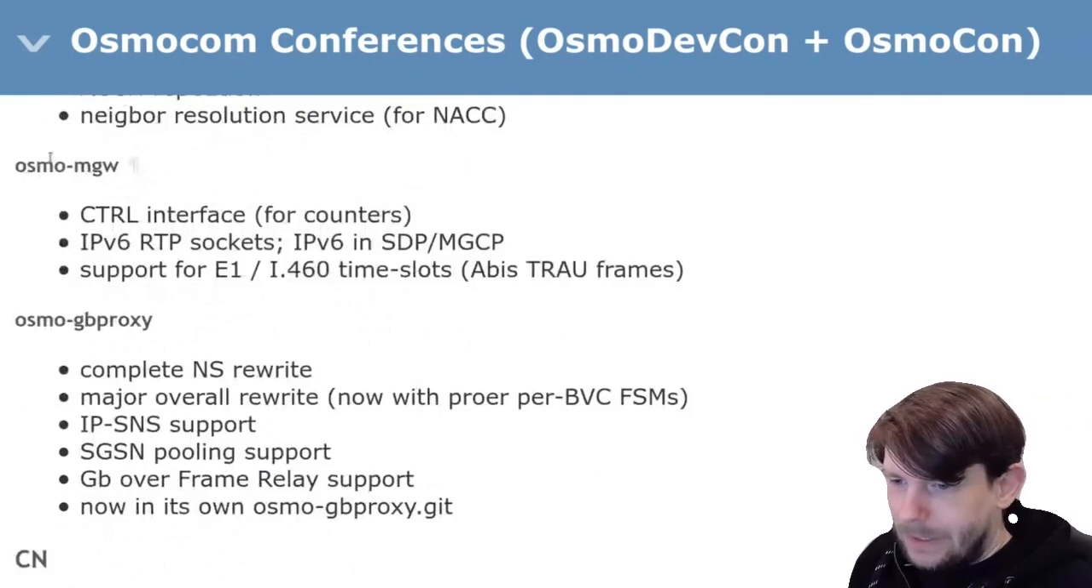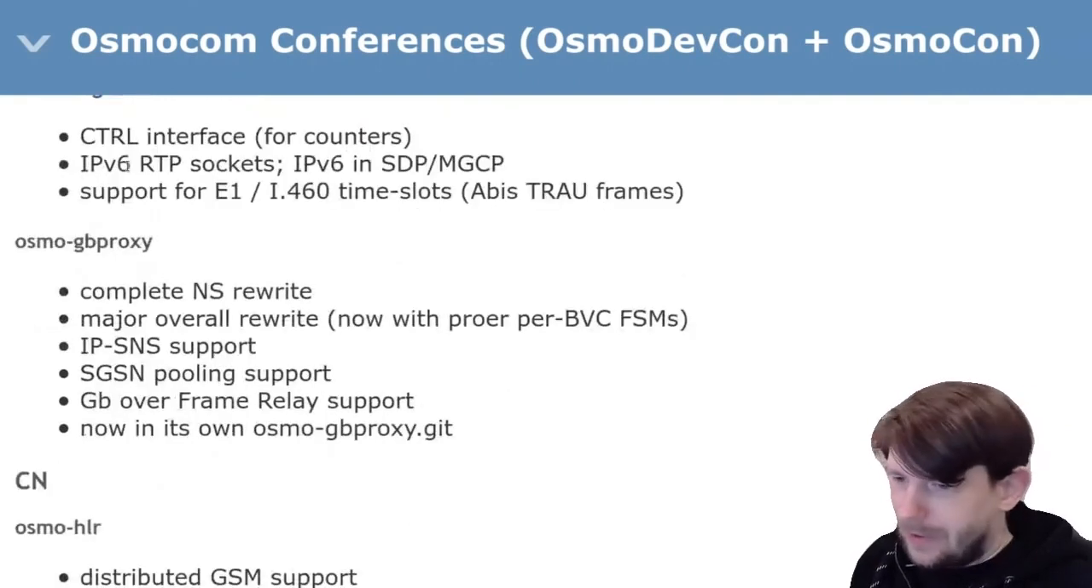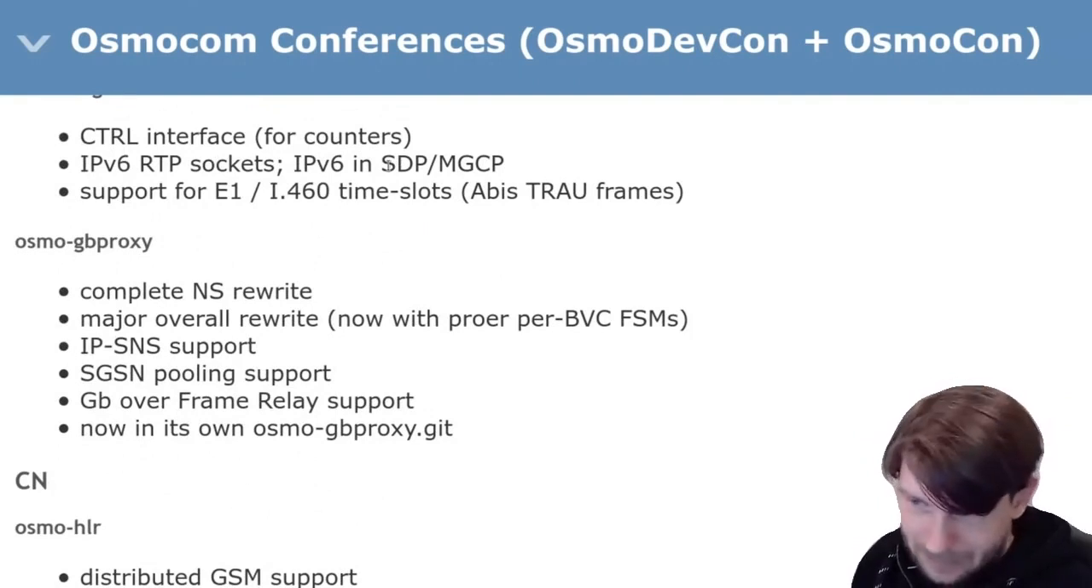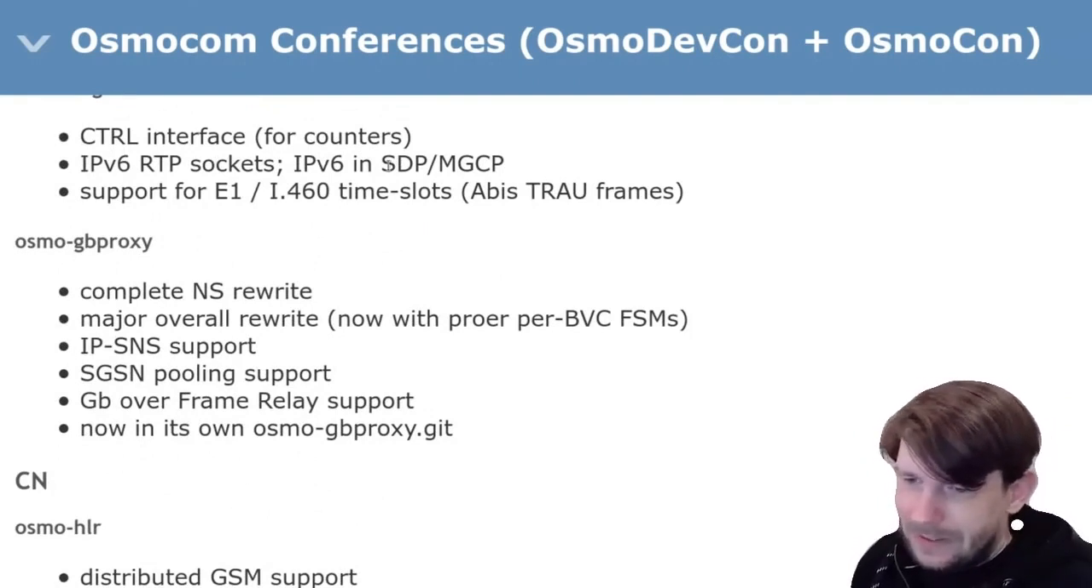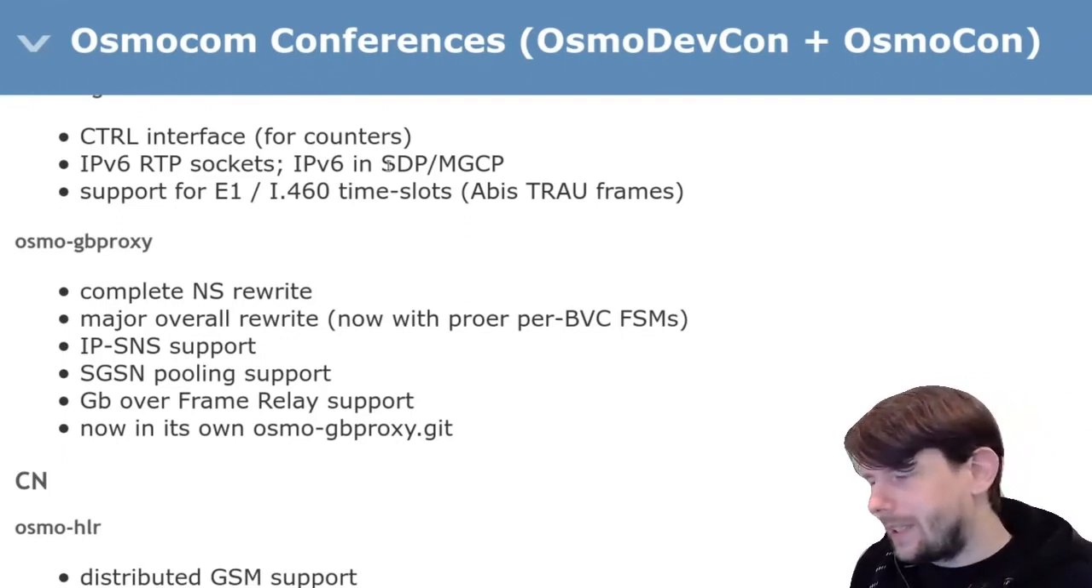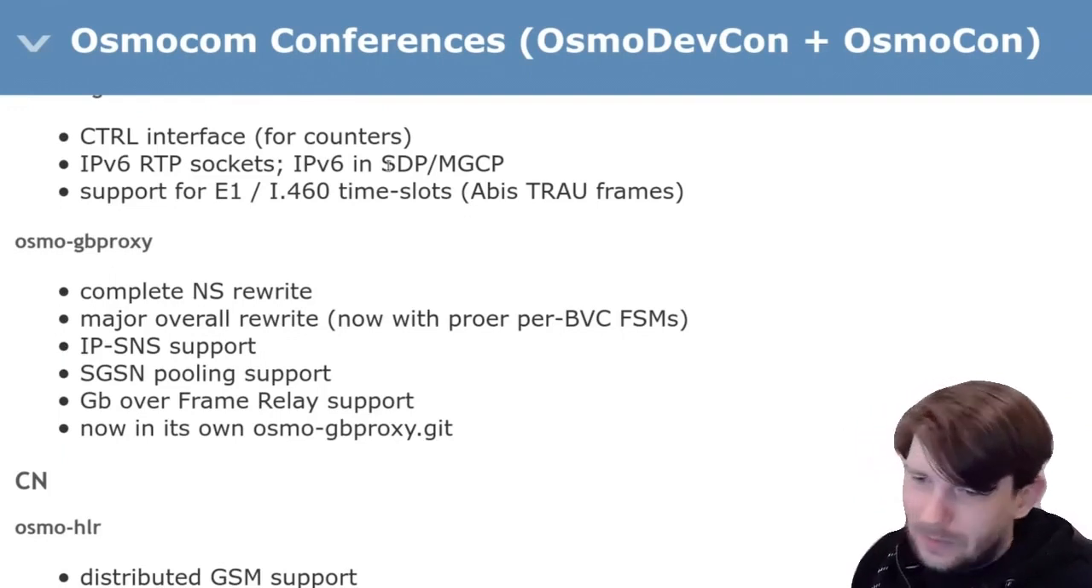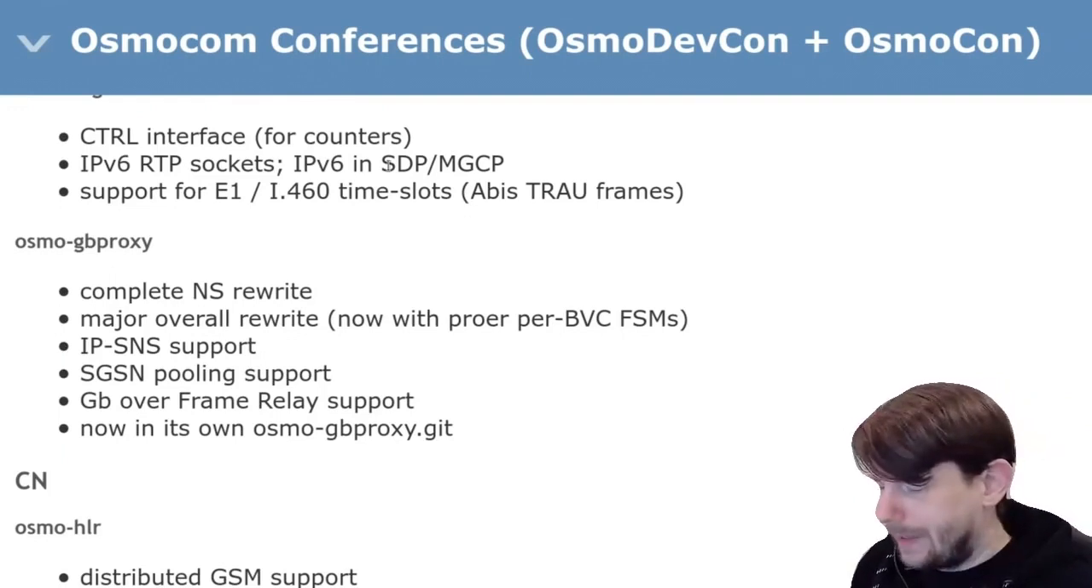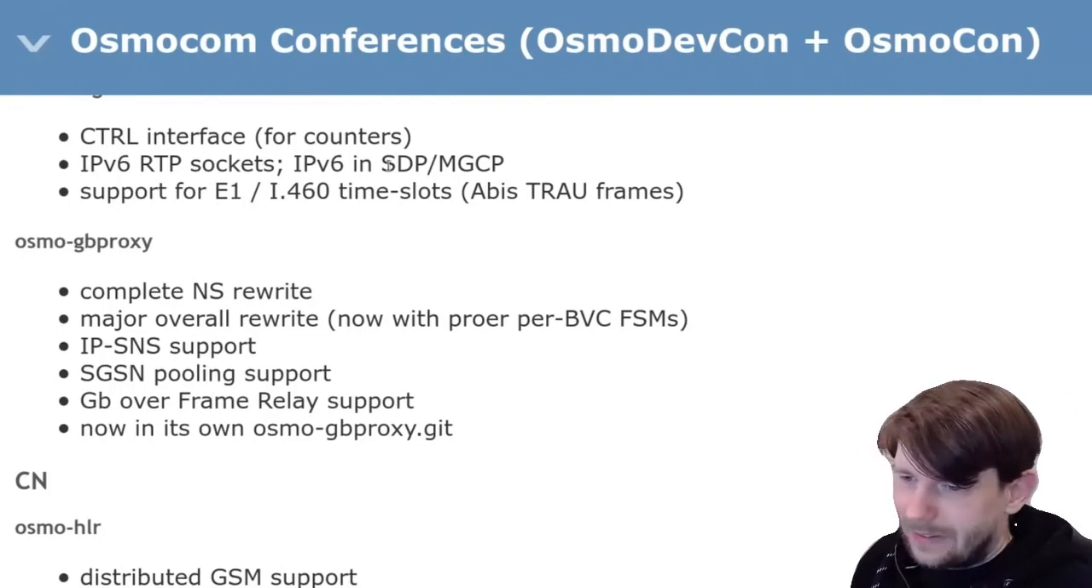In Osmo Media Gateway, we now have a control interface, so counters can be inquired. We support IPv6 for the RTP sockets and IPv6 inside the SDP, inside the MGCP, meaning basically everything in the Media Gateway is now IPv6 related, which is of course required since the Media Gateway is handling the media flows from the core network to the radio access network. So we don't only need IPv6 on the signaling side, we also need it on the user plane.